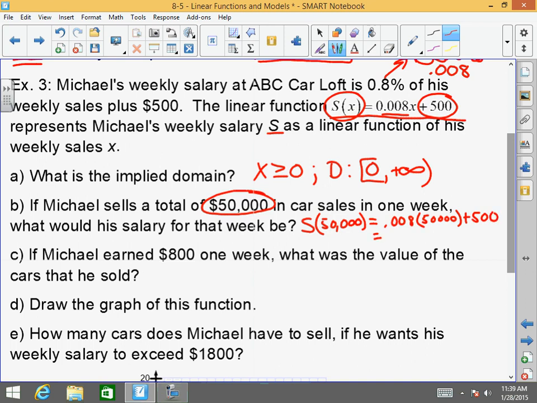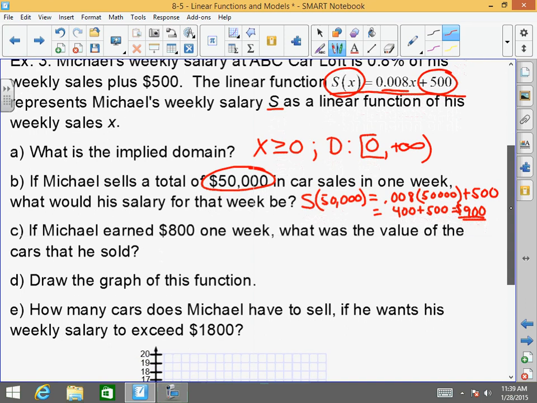that I get regardless just for going to work. So when you do the math, and by the way, yes, you can use a calculator for this. Okay, 0.008 times 50,000 is 400 plus 500. You're looking at $900. That will be your weekly earnings for that week, which isn't bad, okay? Not bad at all.